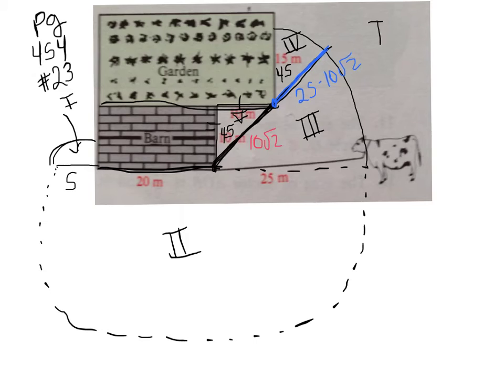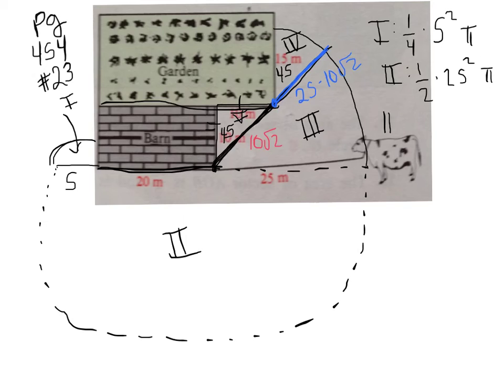Area 1. That's 1/4 of a circle. So 1/4 of the radius squared times pi. Area 2. That's a half of a circle, so that's going to be 1/2. The radius is 25 squared times pi.